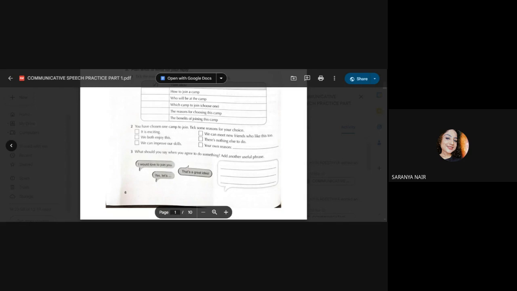Okay, what about the phrase that's a great idea? That's also a response. We are responding to someone. What about yes, let's, and then dot dot dot. That's a suggestion or a response? It's a response. Yes. Good.